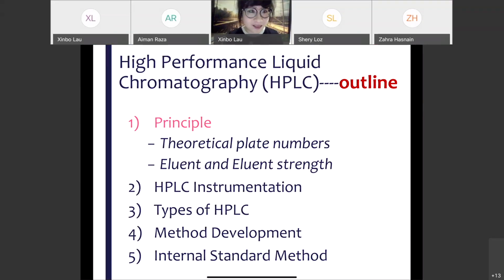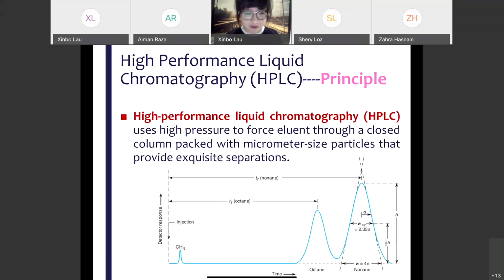Okay, so now let's look into the principle for chromatography. For high performance liquid chromatography, we are actually going to use high pressure. Yes, we're going to use high pressure, but the H actually represents high performance, not high pressure. High pressure forces eluent through a closed column packed with micrometer-sized particles that provides exquisite separations. Because the column itself is very small, if you want to push your sample through, we need to use high pressure to push it.